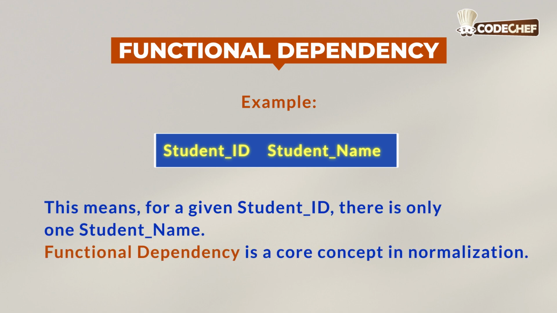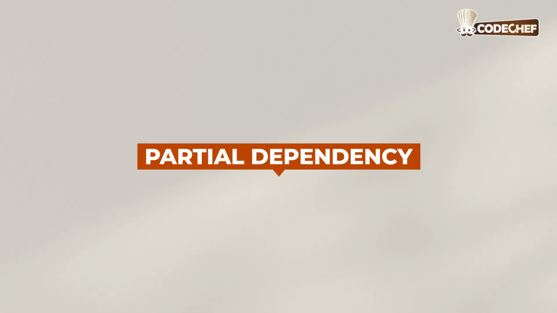This means for a given student ID, there is only one student name, and that student name can be determined using the given student ID. So student name is functionally dependent on student ID. It is very important to understand the concept of functional dependency because it is one of the core concepts in normalization. Next is partial dependency.